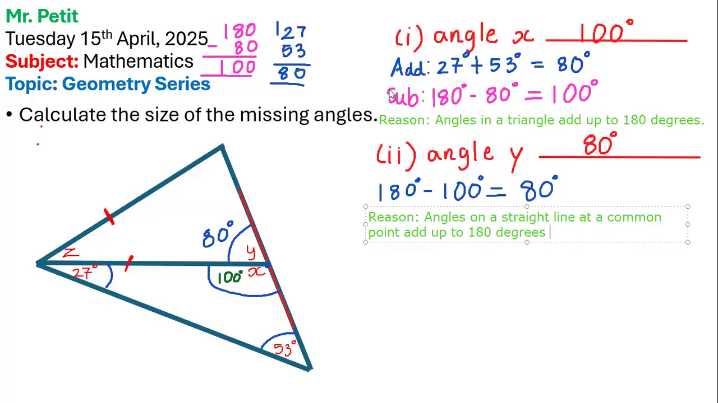You have 27 degrees and 53 degrees. For Y, what did I do? You subtract 180 by 100, and that gives me what? 80. Very good. What is the reason? Why did I subtract 180? Sorry, 100 and 180. What's the reason?